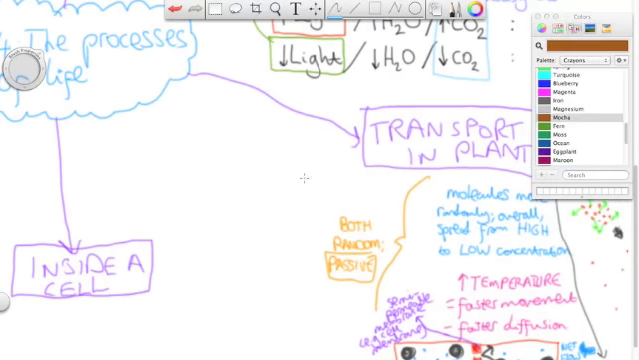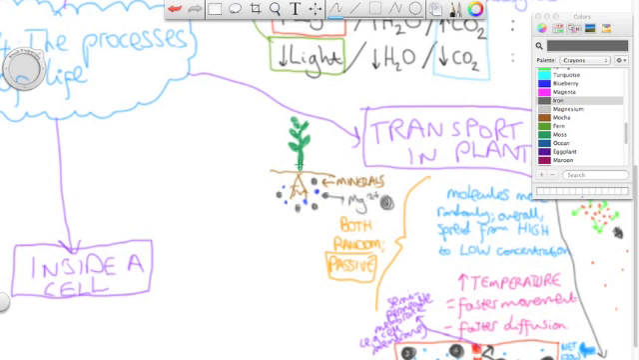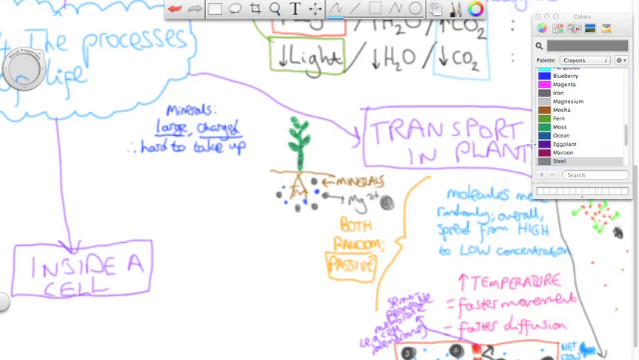So let's now look at another process. If I draw a plant growing in some soil, and the soil contains minerals which are usually metal ions, such as magnesium 2+, which the plant needs to grow healthily. The plant needs to uptake these minerals, but the minerals are usually quite large compared to water. They're usually charged, so they're ions, and therefore they're hard to take up. So passive diffusion wouldn't really work very well here.